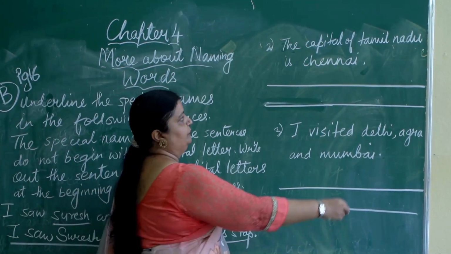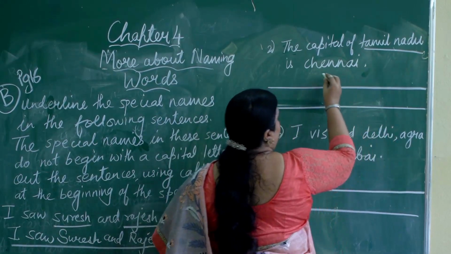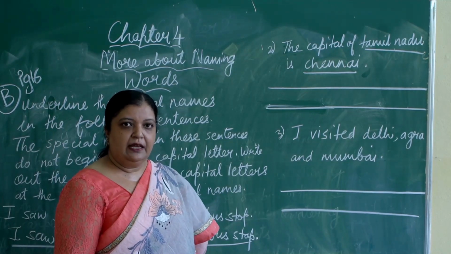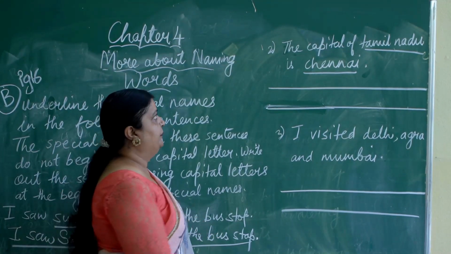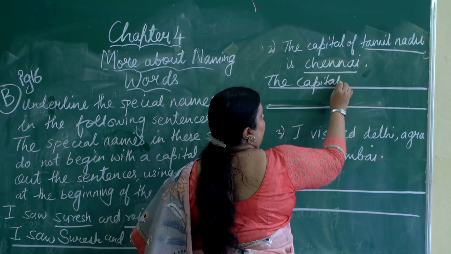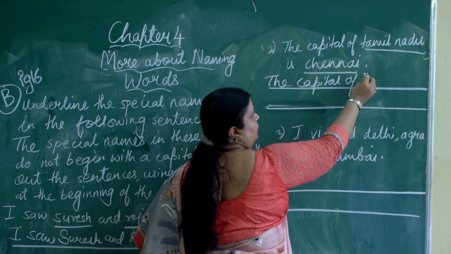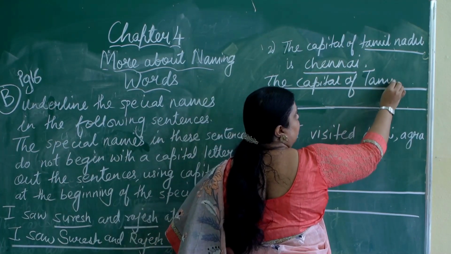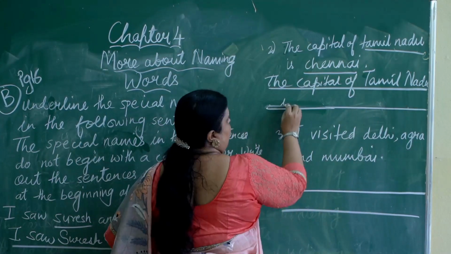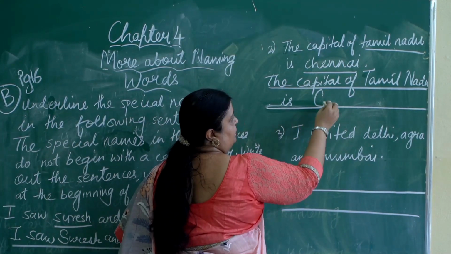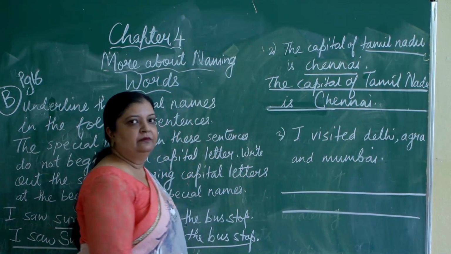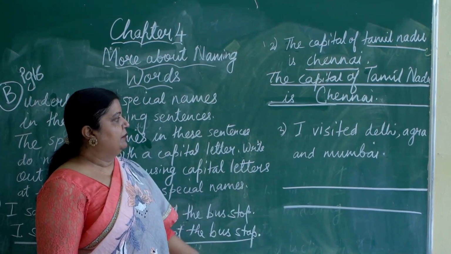Now Tamil Nadu, name of a place. Chennai, name of a place. They are also not starting with a capital letter. You have to use a capital letter. The capital of Tamil Nadu, T capital, Nadu, N capital, is Chennai, C capital. Full stop. Understood, children? Now the third.